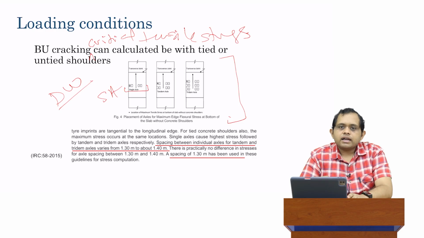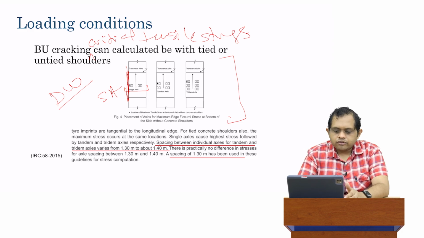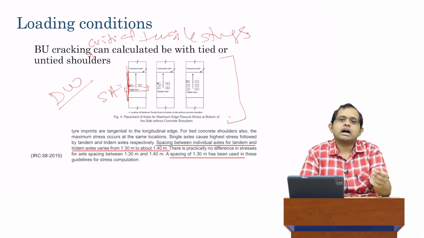The leftmost tire is generally placed at exactly the edge, exactly at the longitudinal edge. And then transversely it's going to be placed at exactly the middle. So it's placed along the longitudinal edge, and transversely it's placed exactly along the middle of the slab. And in that case, the critical stress will occur at this point, which I've just highlighted over here. It's going to occur just outside the outer wheel.